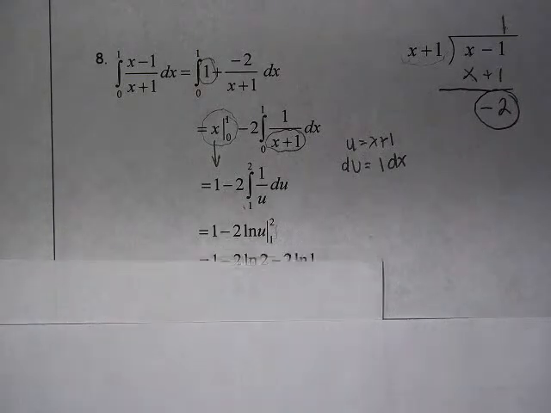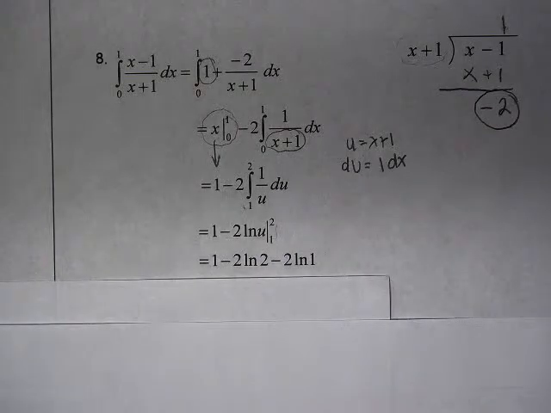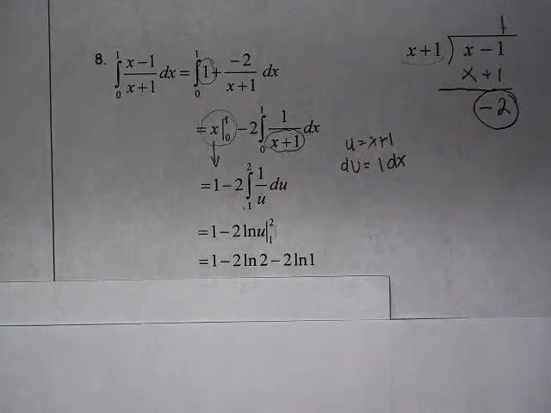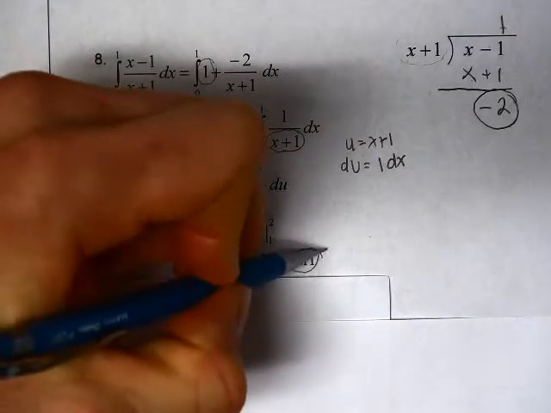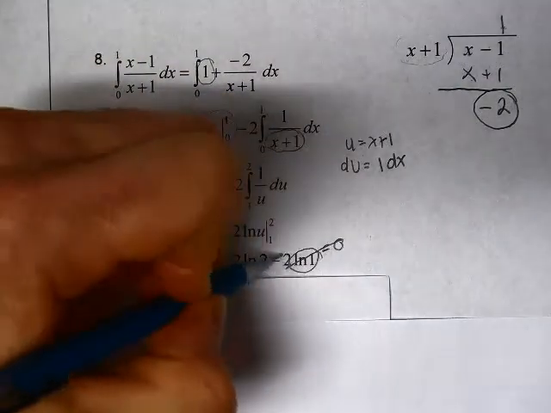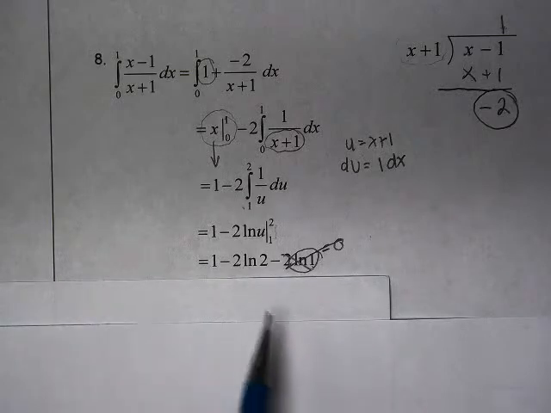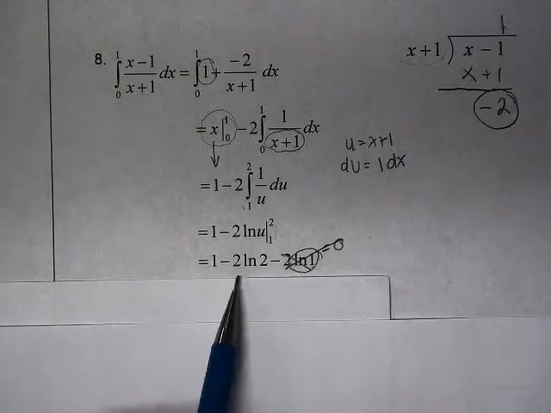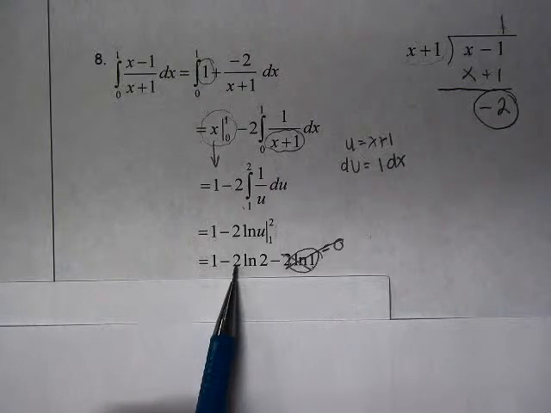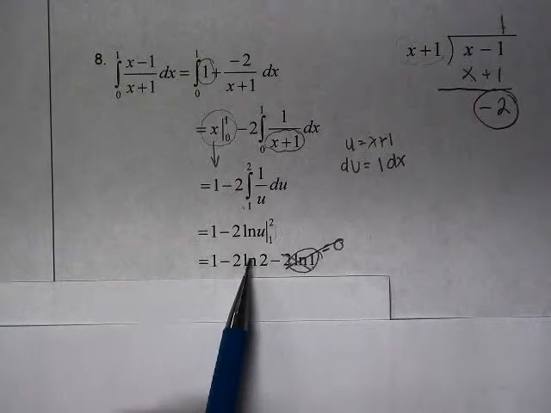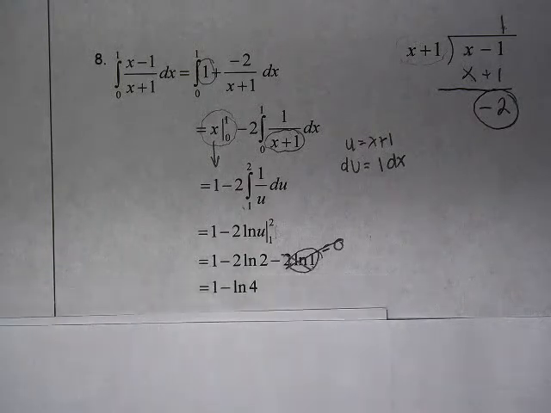So I'm going to do the ln of 2 minus ln of 1. So I have 1 minus 2 ln of 2 minus 2 ln of 1. I know that the ln of 1 is equal to 0, so this entire term goes away. So I have 1 minus 2 ln of 2, and I could leave it like that. It's a little bit simpler if I bring this 2 as a coefficient up here to become a 2 as an exponent. So I'd have ln of 2 squared, and there I get my 1 minus natural log of 4.